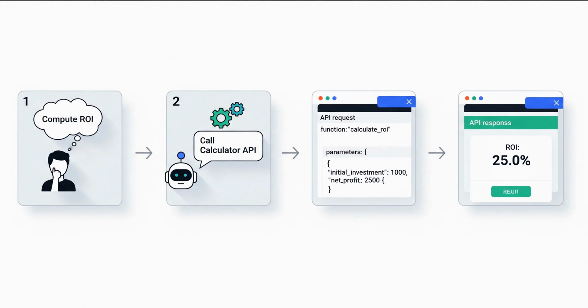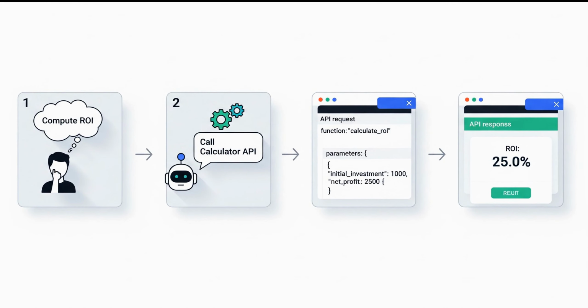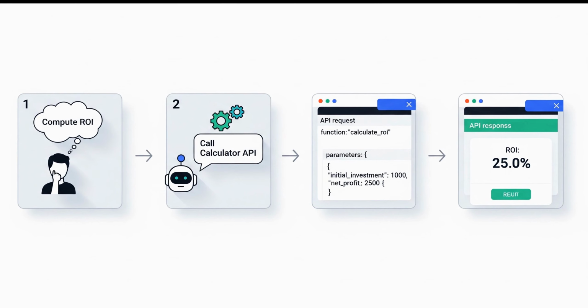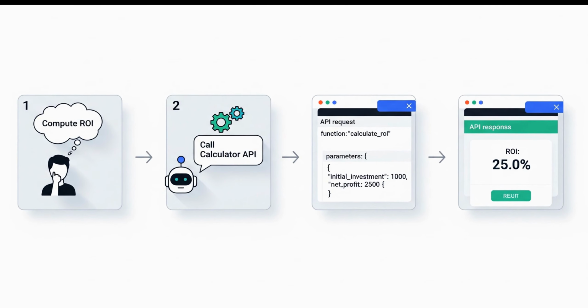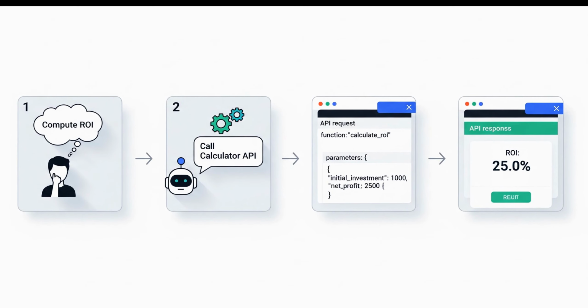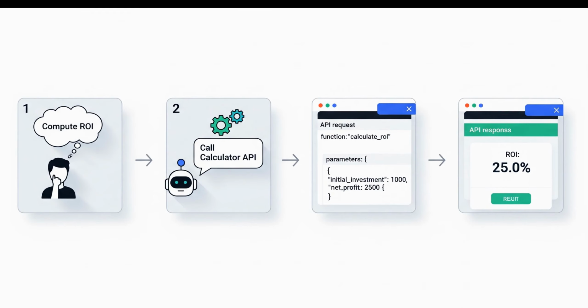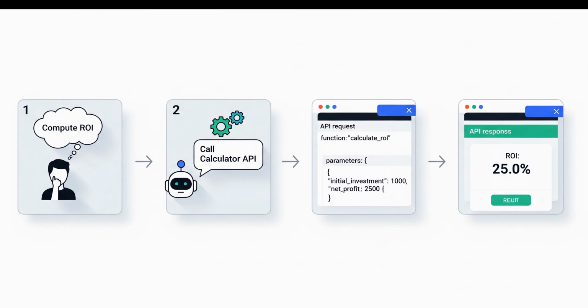Let's do a simple example. A calculator tool. The planner decides the operation, calls a calculator API with structured inputs, and receives a deterministic result. This is great for tasks that need exact numeric reasoning and avoids hallucinations from the language model.